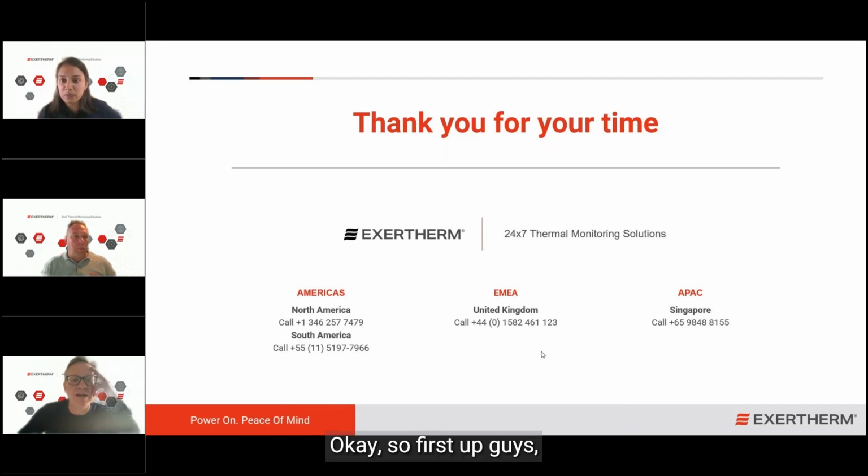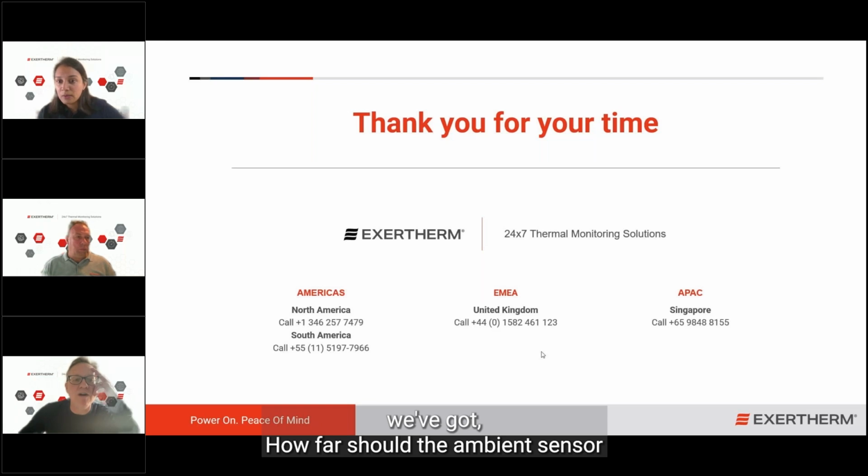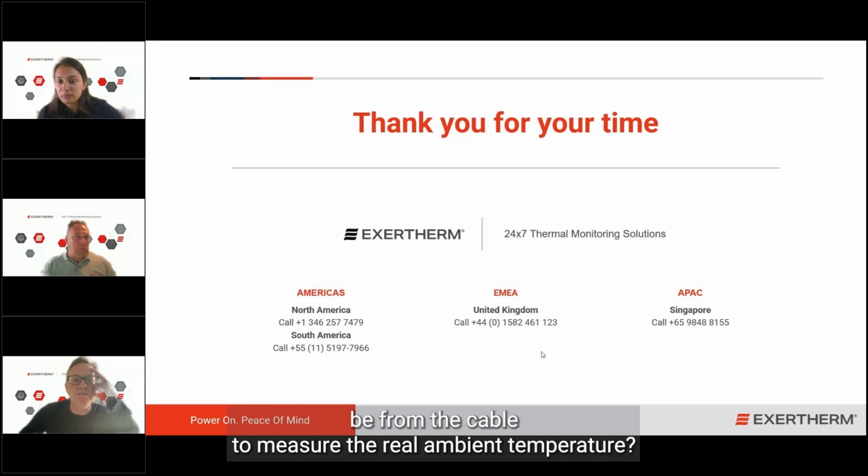Okay, so first up, guys, we've got: how far should the ambient sensor be from the cable to measure the real ambient temperature?